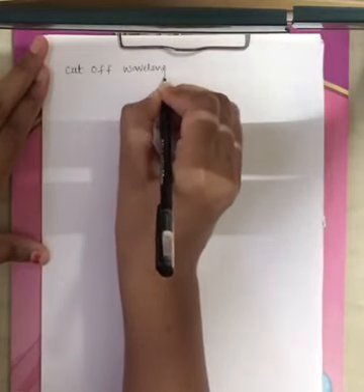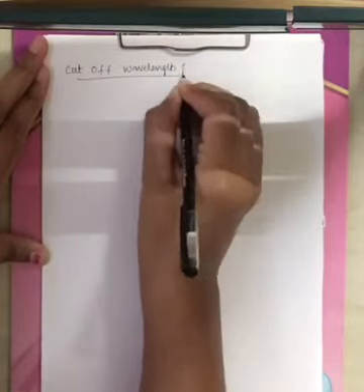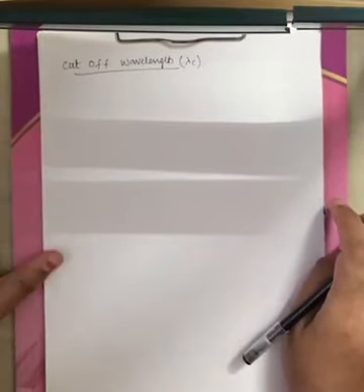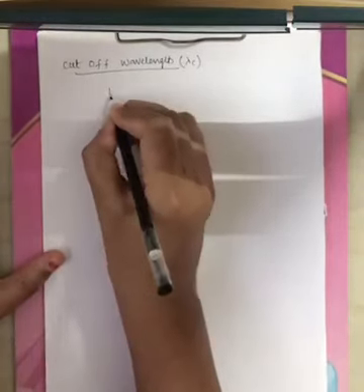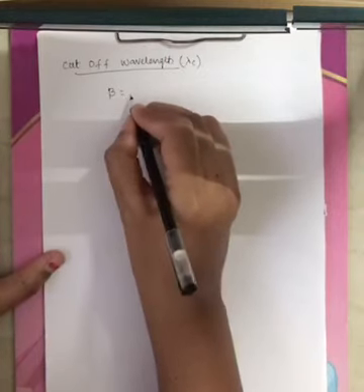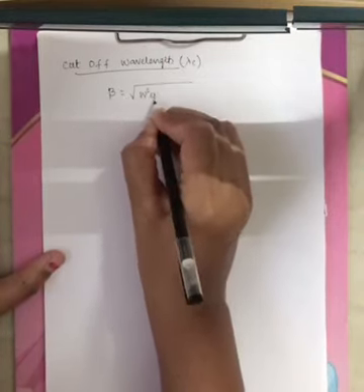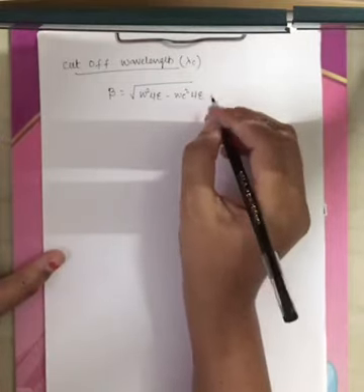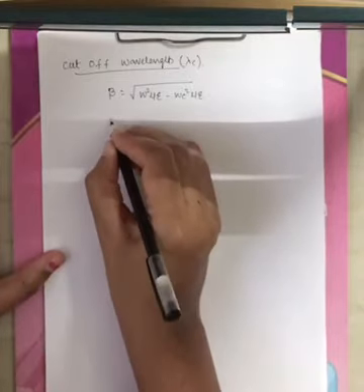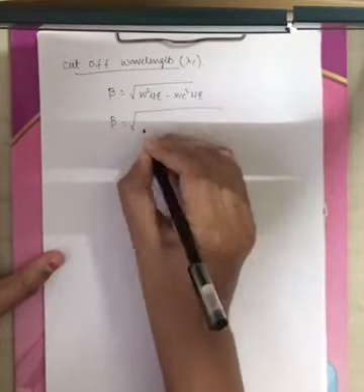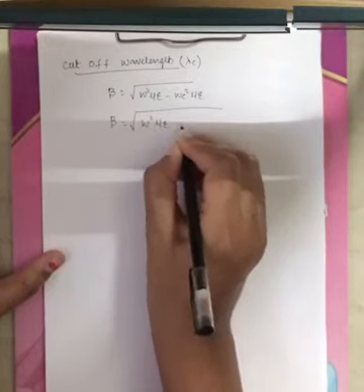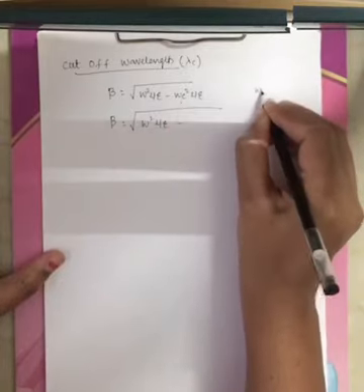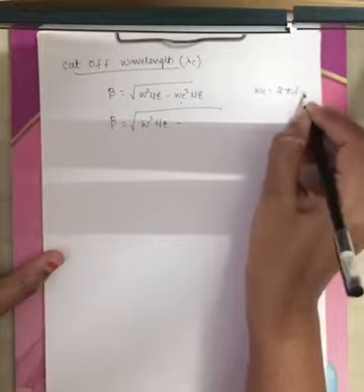Now you have to derive the equation of cutoff wavelength, that is lambda c. Now what is the expression of beta? You know it, which is nothing but the square root of omega square mu epsilon minus omega c square mu epsilon. Now omega c is nothing but 2 pi fc.